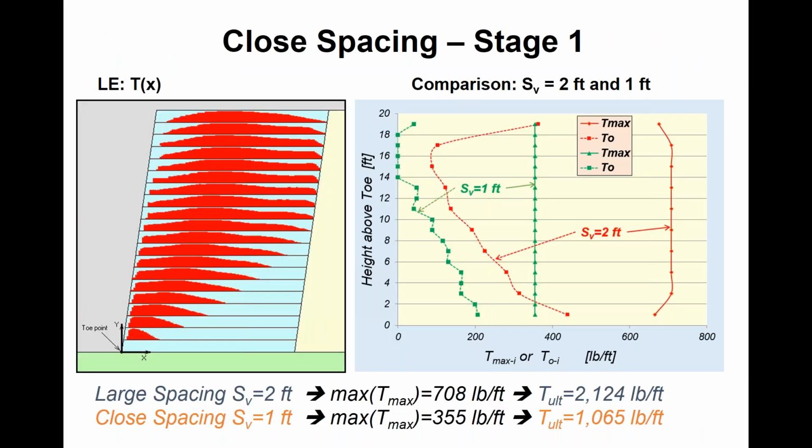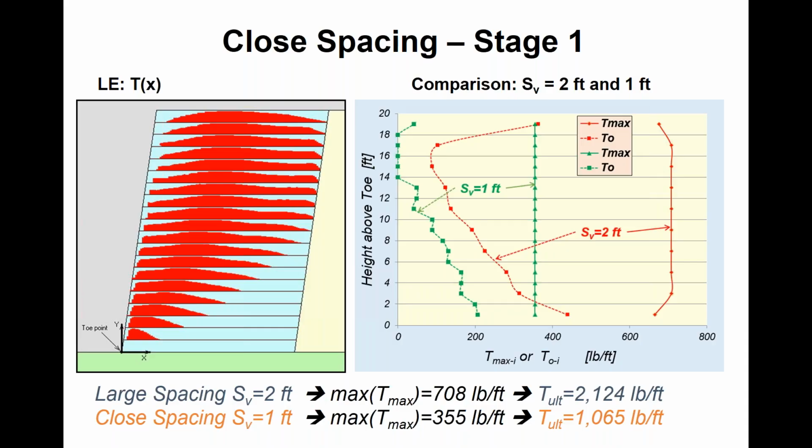There's been a lot of talk about close spacing in reinforcements. So let's talk about the baseline solution applied to this and quantify what we see. We take that same wall, same material properties, but we double the number of layers of reinforcement. So now spacing is 1 foot versus 2 foot.